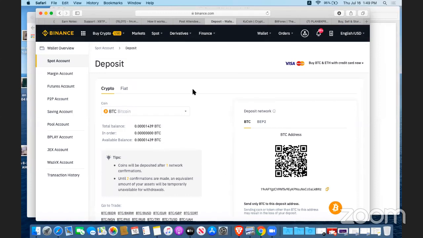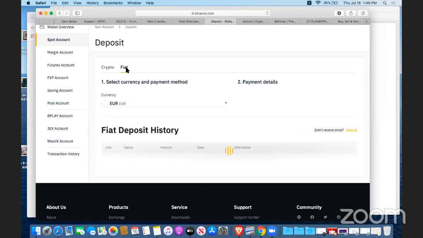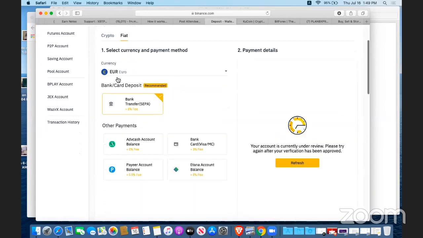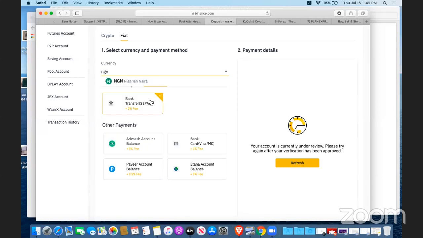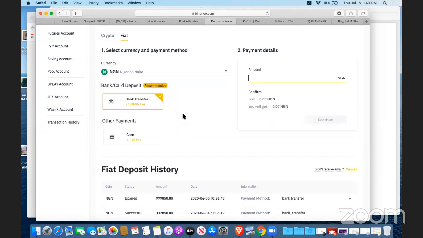The second way, if I verify my account, like in my own case, I just click on Fiat. As I click on Fiat, you see Euro, just click here to look for your own currency. What is your currency? NGN. If it's not showing, just type NGN. So this is your Naira. Other currencies can search for theirs too. Then please take note, this is in Naira, so bank transfer.